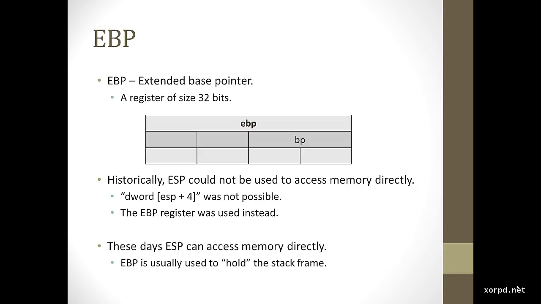We begin with EBP. EBP is the extended base pointer. It is a register of size 32 bits. As usual, it has a lower part, which is called BP, of size exactly 2 bytes. In earlier times, there was only the BP register. The EBP register came later as an extension to the 32 bits mode.